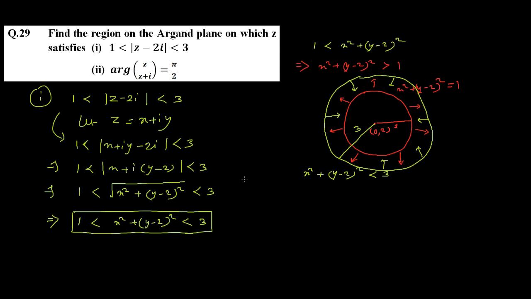But our actual solution is greater than 1. So the region greater than 1 and less than 3, having center 0, 2. That means which is the necessary part? The necessary part is this one. So this middle portion is the required answer. So this is the region the question is asking in the argand plane. So this blue region is our answer. So this is the first bit of the question.